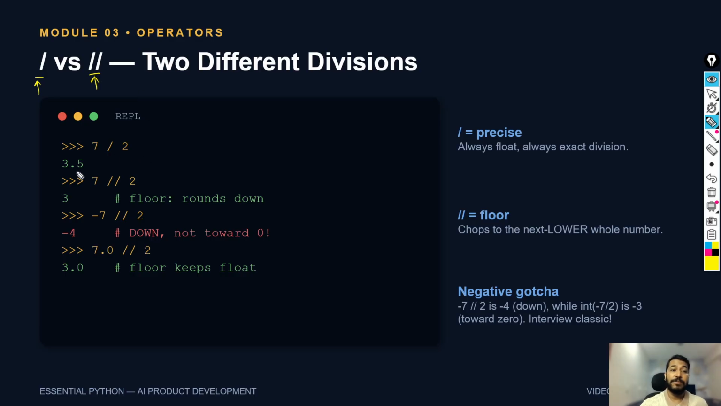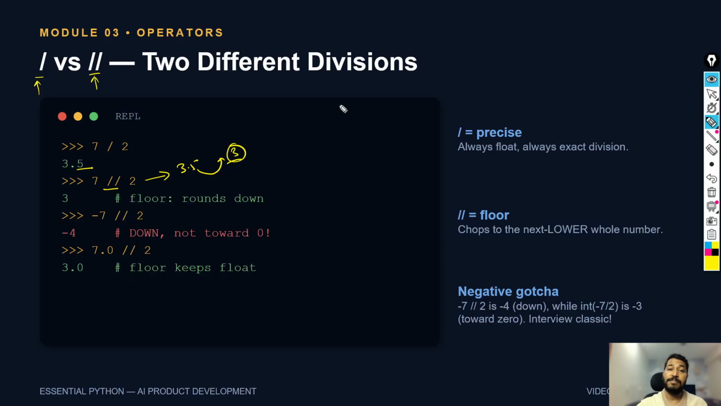7 divided by 2 will be 3.5, a float value, because Python, as a part of division, will always return float values only. Then 7 followed by 2, forward slash by 2, right? So we are dividing 7 by 2, but this is the floor division. As a part of typical division it will give you 3.5, but here it will return the nearest integer, which is 3, right?